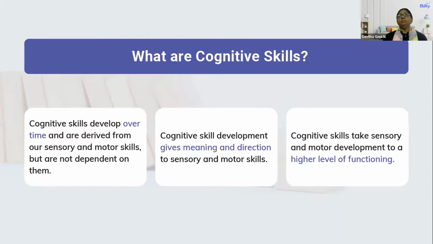Some of them would like toys which produce sound. So something that can be shaken and is sound producing, or they can bang these toys and produce sound. So many of these characteristics of the objects are perceived by the child. So it takes what was a sensory motor skill to a much higher level order of functioning. And that is the role of cognitive skills.